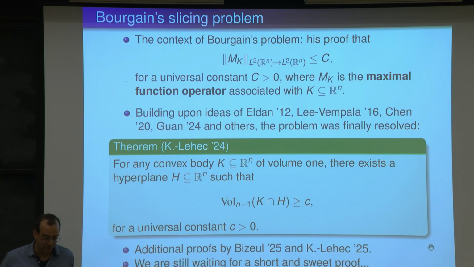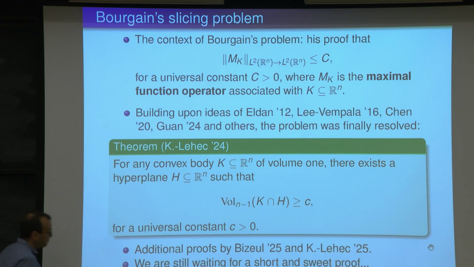Okay, what was the context of the slicing problem? Bourgain studied the maximal function operator associated with any centrally symmetric convex set. He proved that this maximal function operator is bounded in L2 by a universal constant, regardless of the dimension and of the symmetric convex set. And from this study, he reached the slicing problem, which seems to be much simpler, but it resisted his attacks.